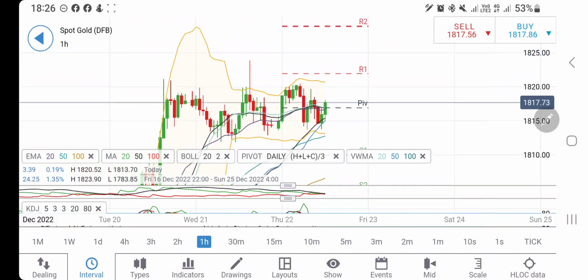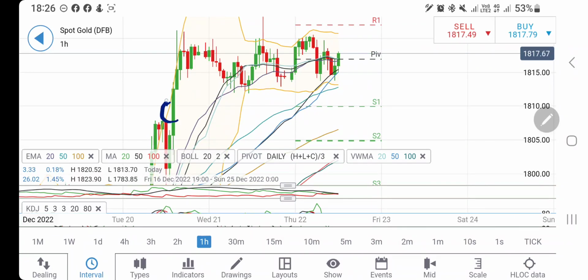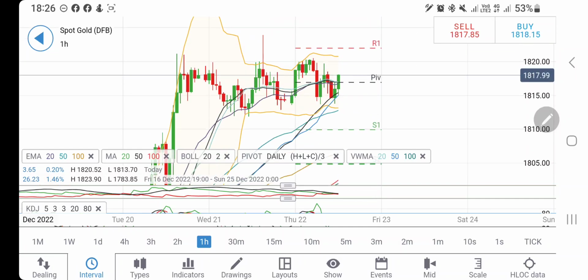Now these are the hourly charts for gold, and you can clearly see it is trying to create a higher base, and this time the 1812-1814 zone is giving it very strong support. As I shared early in the day also, the 1812 to 1808 zone is going to be important for gold. At any point of time if you see it trading below 1812, yes, you can sell, but then expect 1808 also as a good support, and 1805 as a good support.